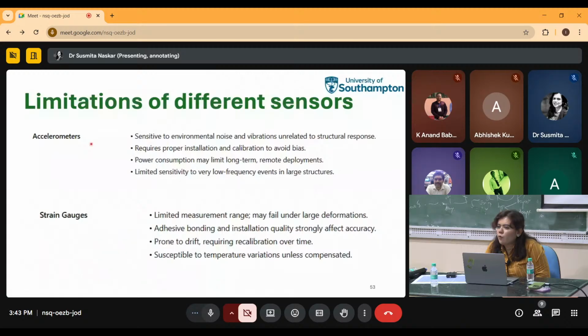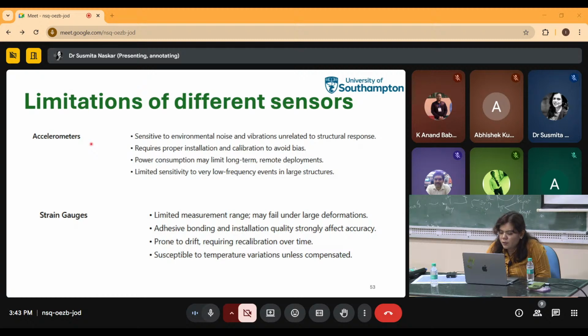But when we talk about real-life structures, with large deformation cases, they actually do not work well. Another limitation depends on the adhesive bonding you use and the installation quality. The quality of the installation and the bonding is very important. If you use poor bonding, that can lead to inaccurate readings, right? They are also prone to drift over time, so over a period of time you always have to recalibrate the sensor.